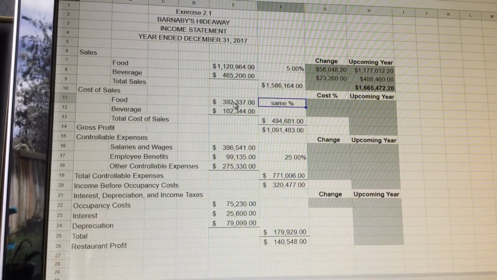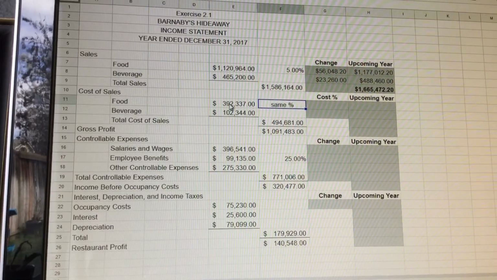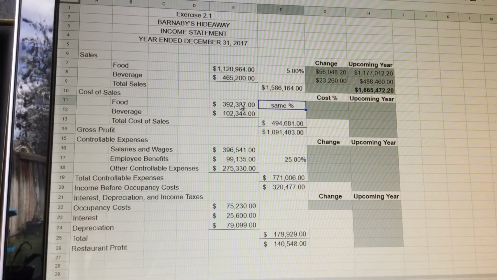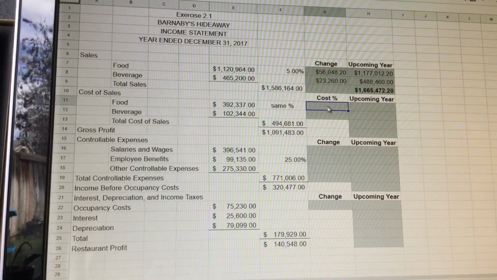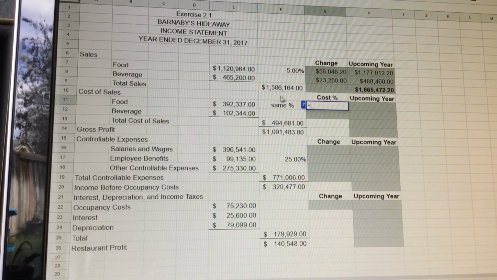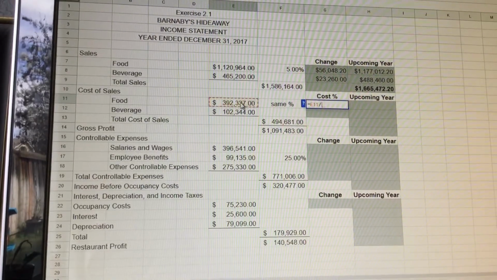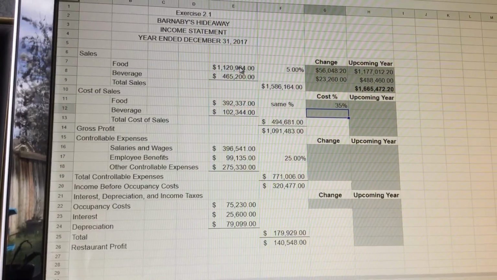So remember in our book and what we talked about in lecture is that the formula is food costs divided by food sales. So start with the equal sign. So our cost of food sold divided by our food sales. It's going to give us 35%.